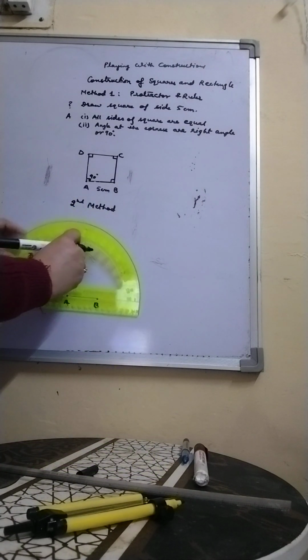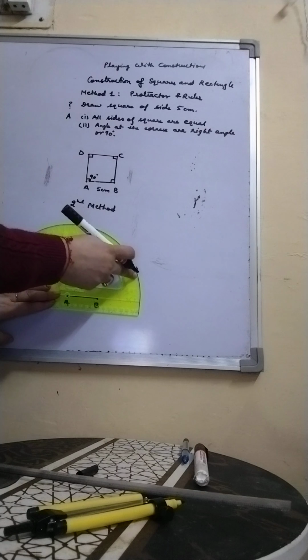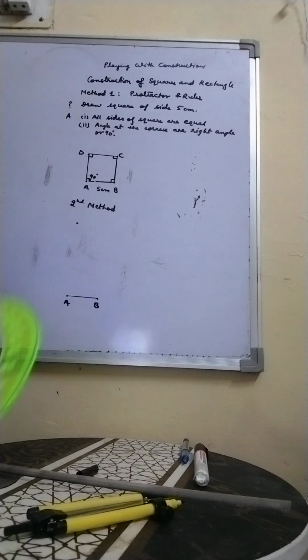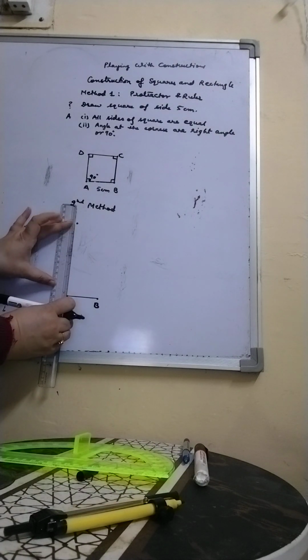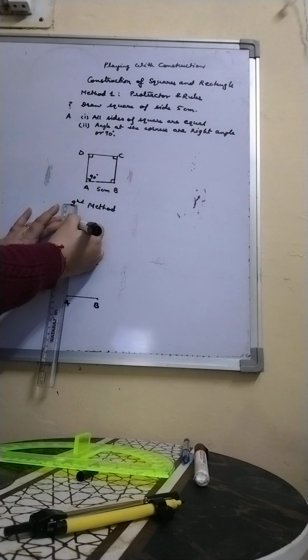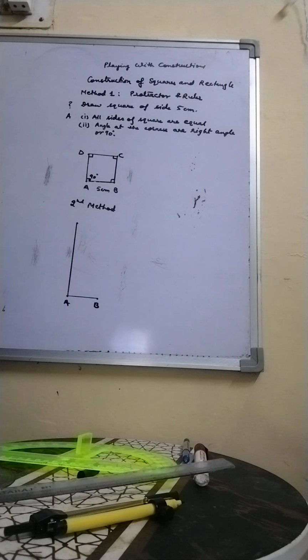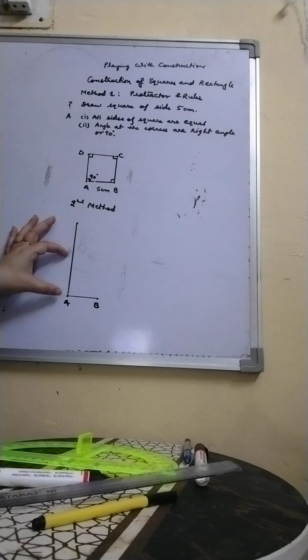Then putting the center at the vertex, aligning the 0 line with 0, you will start with 0, 10, 20, 30, 40, 50, 60, 70, 80, 90. So here you get 90 degrees. Join the 90-degree angle like this. Now this is the bigger line. Now after this you need 5 centimeter out of it. That would be the third vertex.